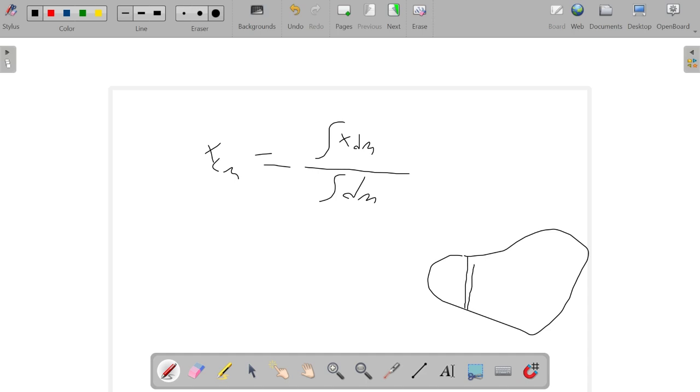This could be 1 dm of it, and we're talking about its x coordinate. Or this could be 1 dm, this could be 1 dm, this could be another dm. The mass of that, and this x coordinate is its x. So it's almost the exact same thing as before, but it's just adapted to bodies like this, which are more abstract.